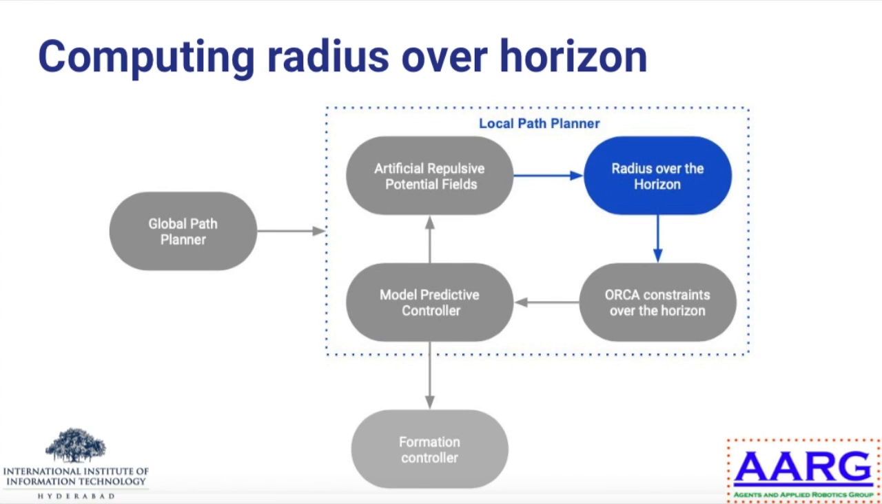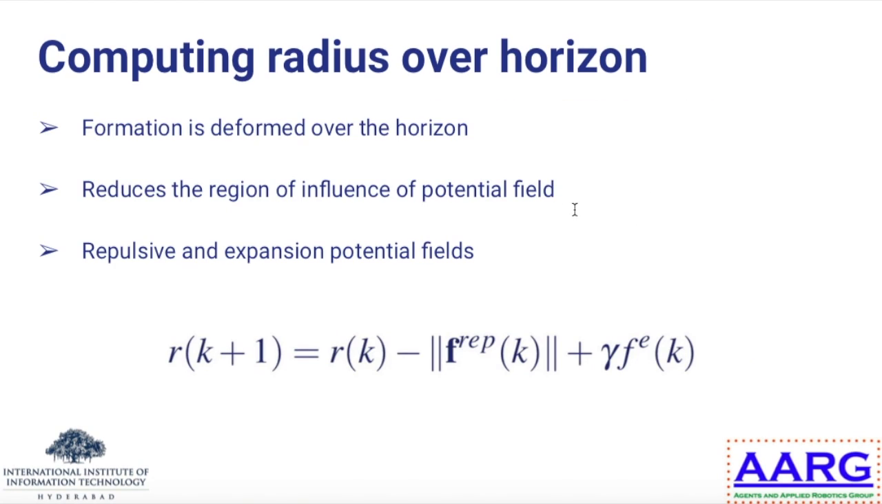The next step is computing radius over the horizon. So we deform the formation over the horizon by decreasing its radius using the magnitude of repulsive potential field acting on it. Decreasing the radius reduces the region of influence of potential field, which in turn enables the formation to navigate through narrow and tight spaces. The deformation in radius is applied over the horizon, and this deformation rate is directly proportional to the potential field acting on it. Since it's essential for the payload to get back to its original size, we include a small expansion potential field which increases the radius of the formation.